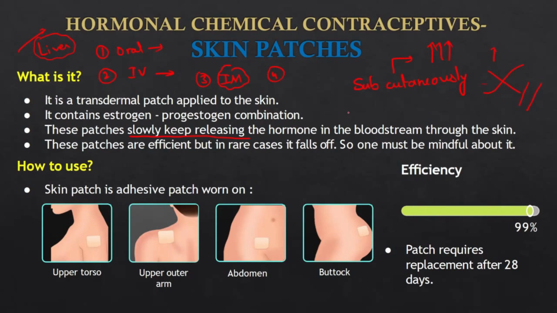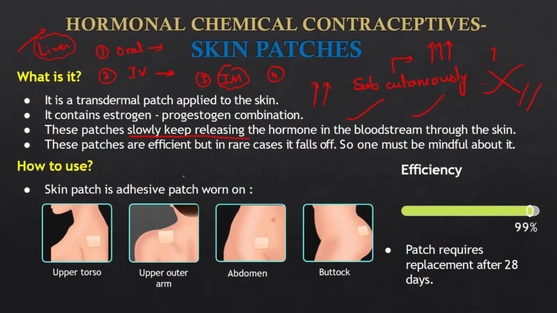And you will get the concentration gradually. Suppose you take IV or IM, the concentration will go very high, to the optimum concentration, in a very small amount of time. IV is like directly inserting into the blood, so the full concentration will be reached in seconds. But subcutaneously, the concentration will gradually increase and it takes time. There's a disadvantage that in rare cases it can fall off, so one should take care and be mindful about whether it is there or not.